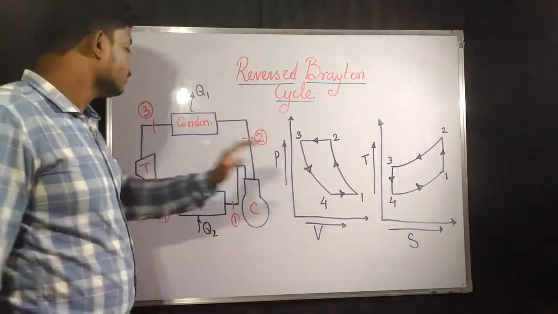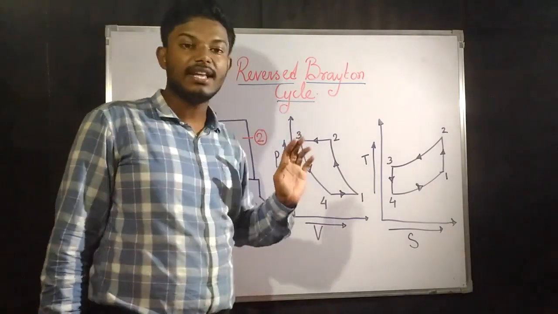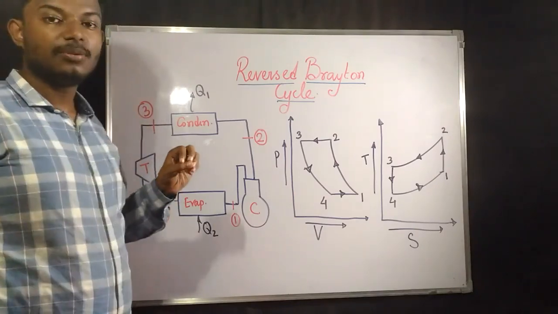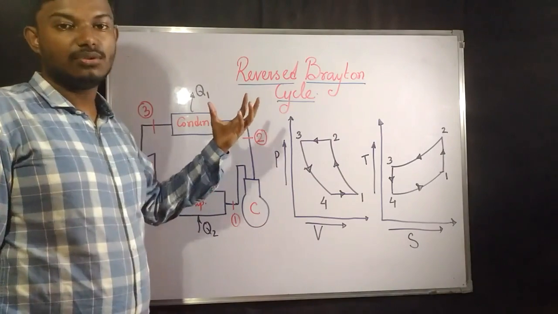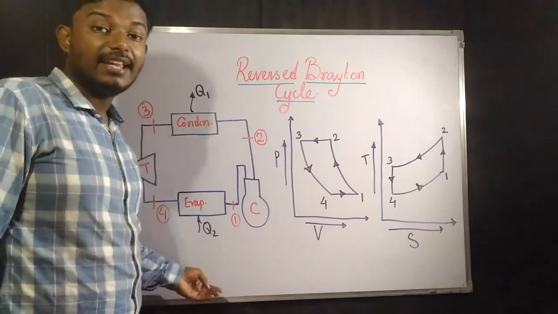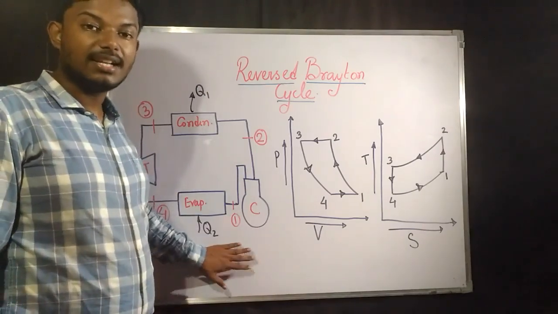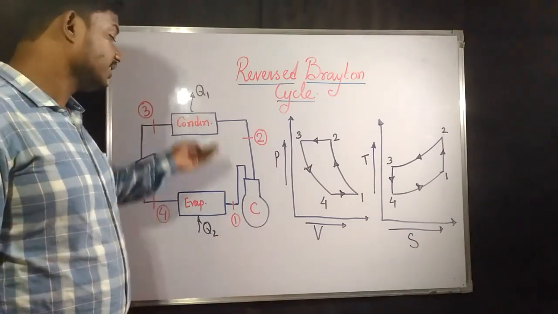Then 3 to 4 it is going to expand. After expansion, the substance coming out will be in liquid form. Then in the evaporator it is going to get evaporated again, taking away some heat from the storage where we need to keep a temperature less than the required temperature. So from here the heat is going to get picked up.